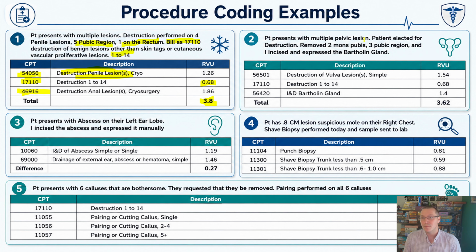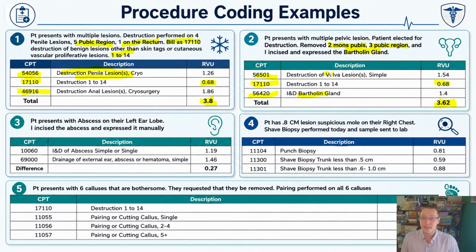Patient presents with multiple pubic lesions. Patient elected for destruction. Removed 2 on the mons pubis, 3 on the pubic region, and I incised and expressed the Bartholin gland. Once again, if we report it as only the 17110, we're going to be at 0.68 RVUs. But if we attach also the destruction of vulva lesion and the I&D of the Bartholin gland, we are now at 3.62 RVUs. So make certain you're always reporting to the highest level possible.